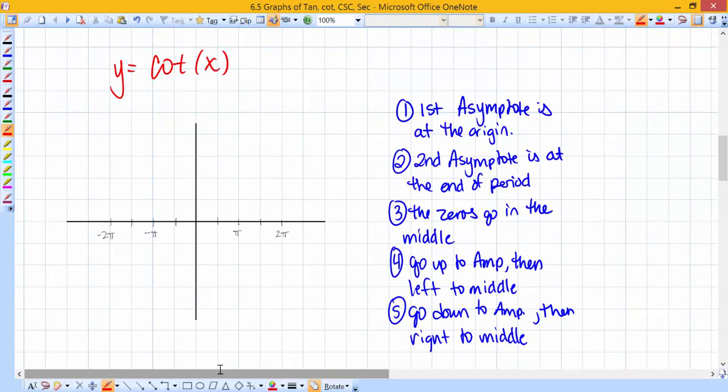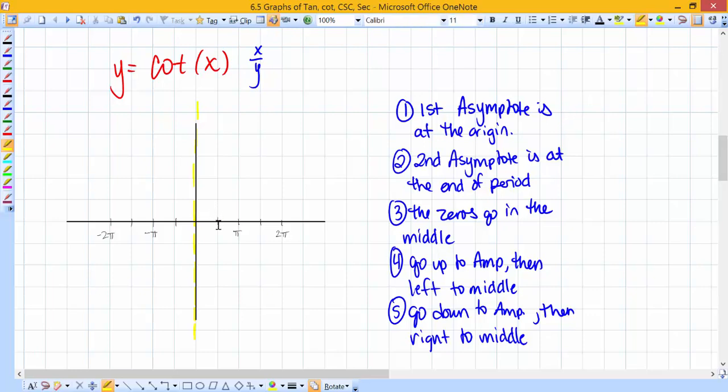Cotangent, when you use my unit circle again, cotangent we need to remember is now x over y. So if you don't have cotangent on your unit circle, that's where I'm getting this from. I keep dividing x by y, x by y, x by y. And I also have some extra notes here to help you graph this when I'm done using the unit circle. So if I go to 0, the cotangent at 0 is 1 divided by 0, which is undefined. So there's my first asymptote. And look at my first note. First asymptote is at the origin.